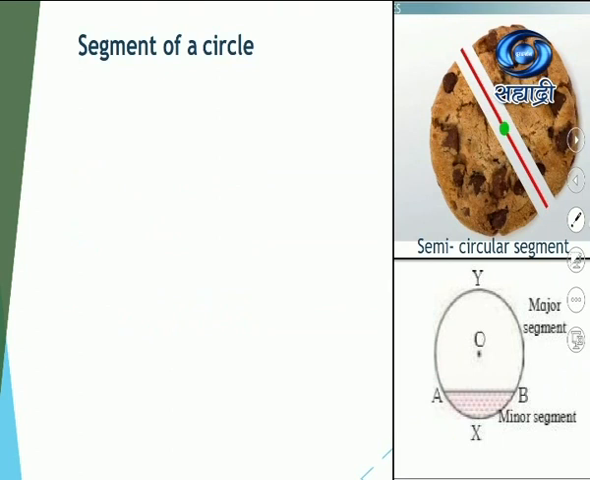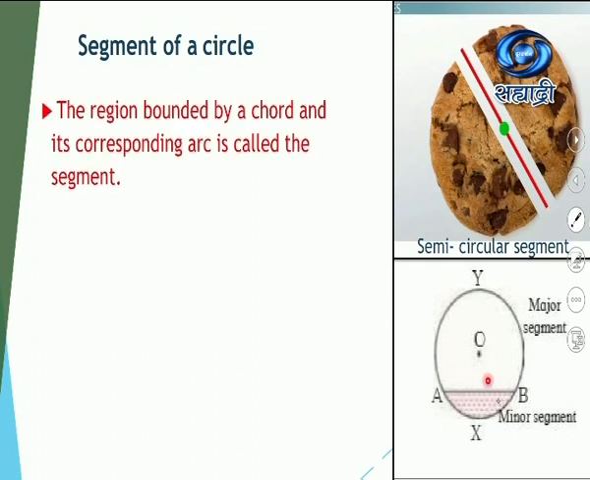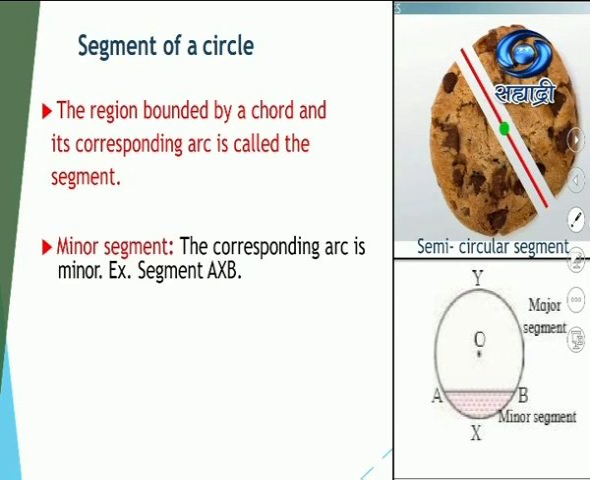Segment of a circle. Can you see a delicious cookie over here? I have cut it into two equal parts. And then the diagrammatic representation. Here you are given a chord AB. And there are two arcs, arc AXB and arc AYB. Now let's see what is the segment over here. The region bounded by a chord and its corresponding arc is called a segment. So the pink colored part and the white colored part, which you can see over here, they are the segments.